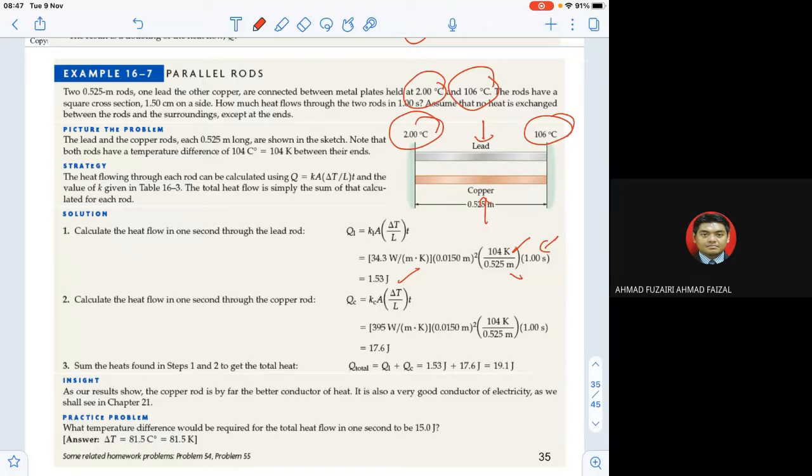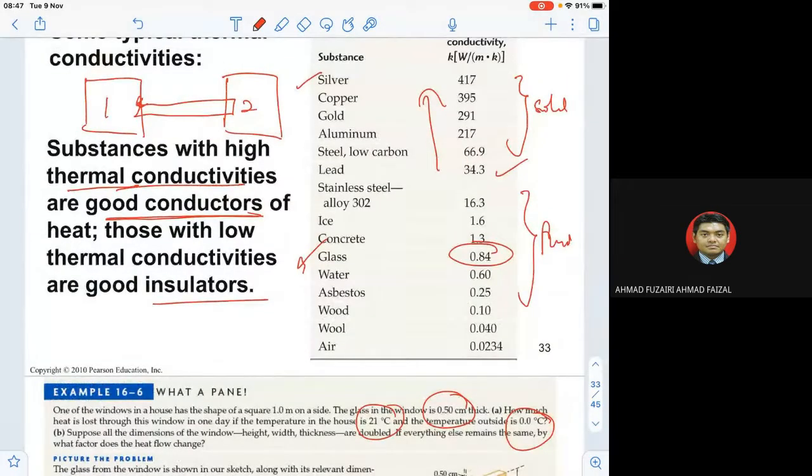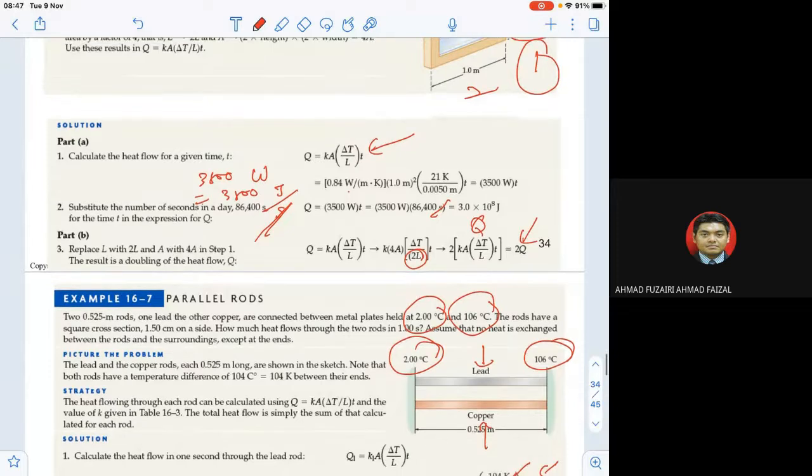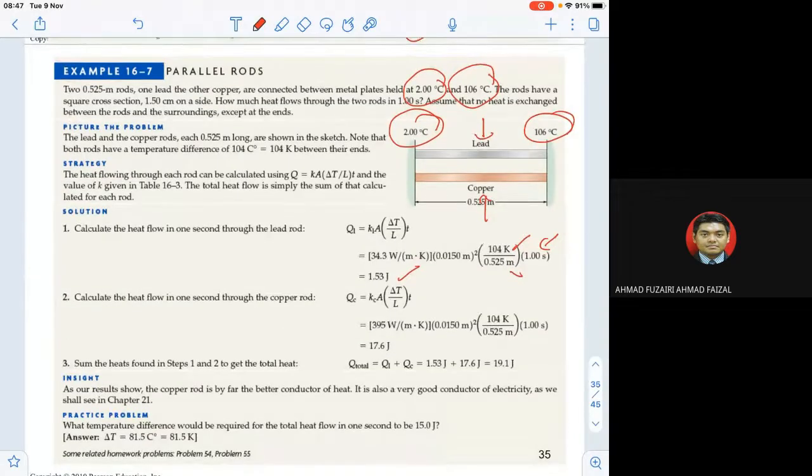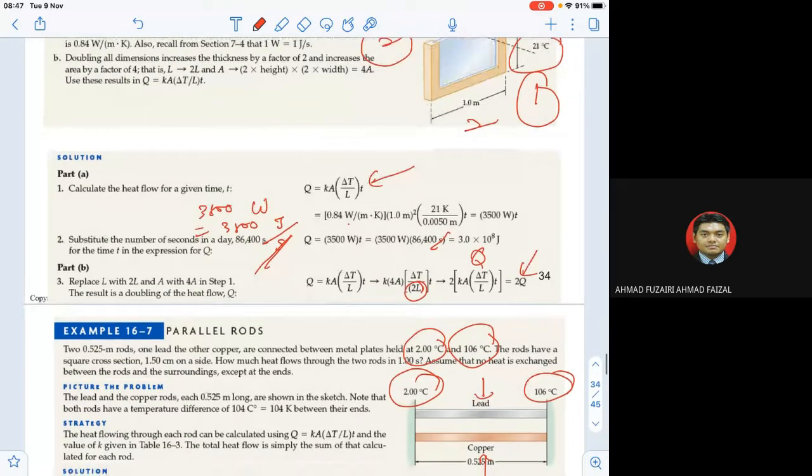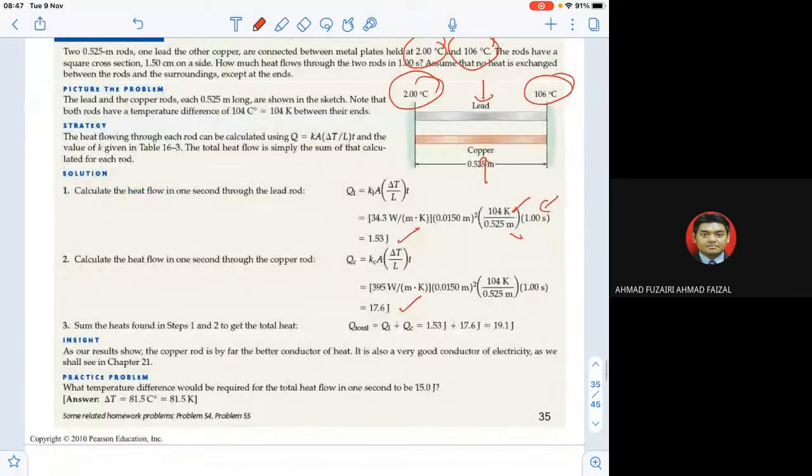Okay, and then for copper, the thermal conductivity value is 395, much different compared to lead. Follow the same calculation, so you will get 17.6 joule. So the question now is how much heat flows through the 2 rods? You can add everything, 1.53 plus 17.6, and you will get 19.1 joule. That is the total heat flow.